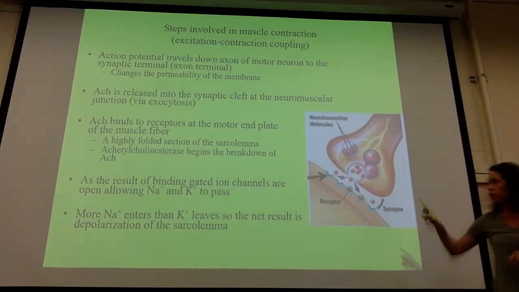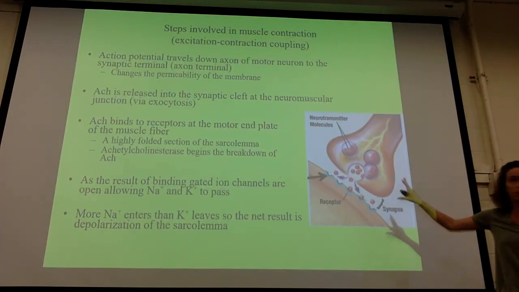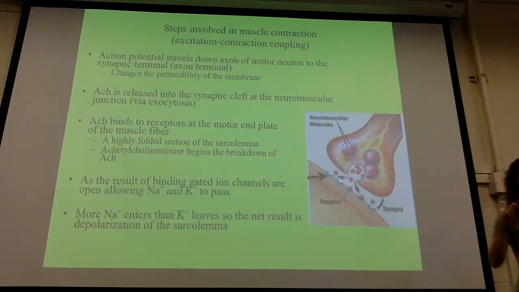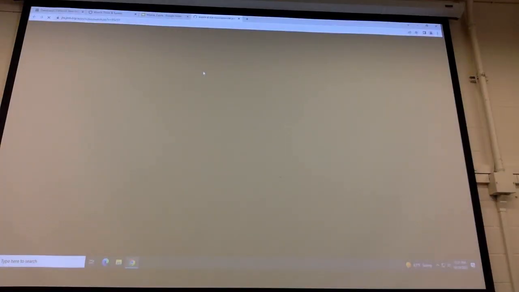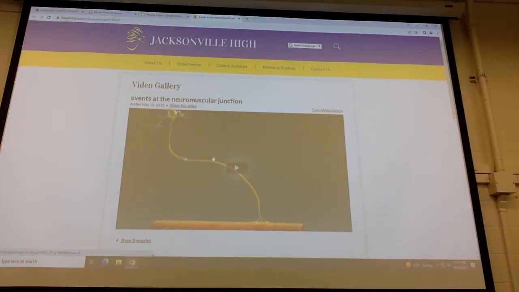Okay, I'm going to show you the video clip that will go over just this part. We're breaking this up into 3 pieces. This is like step 1. And you can access, I have the links right here, so you can go back and look at these. These are excellent video clips.